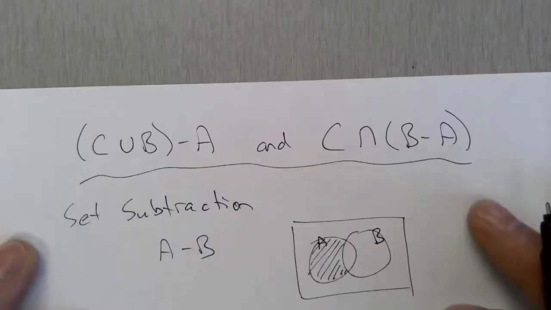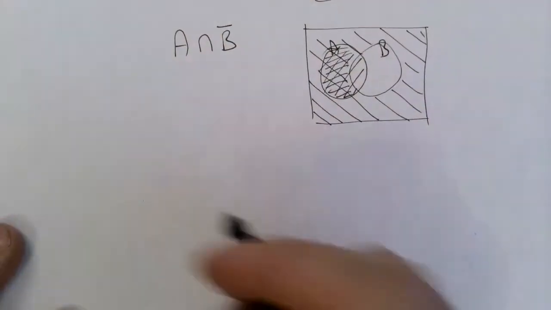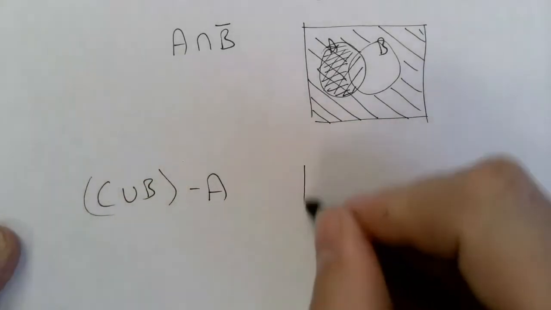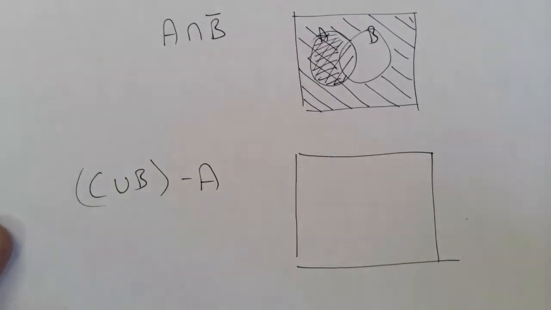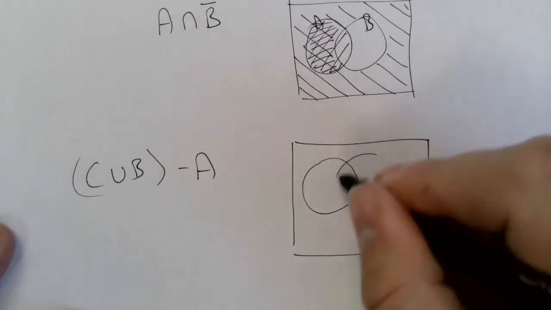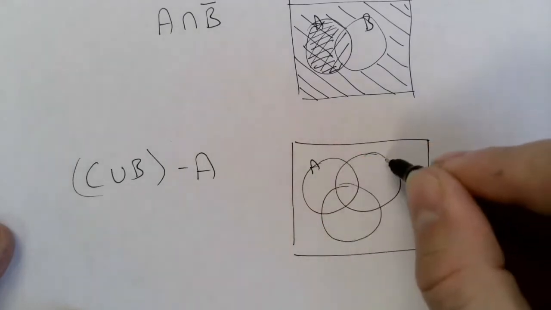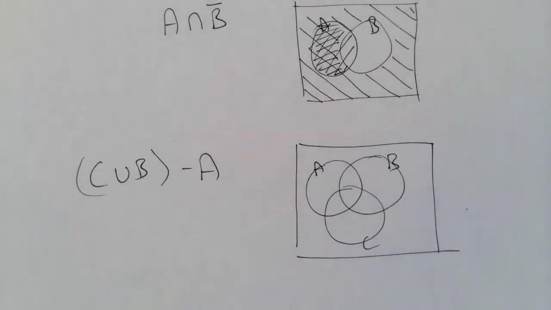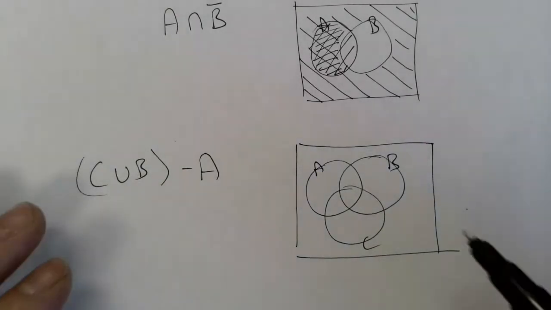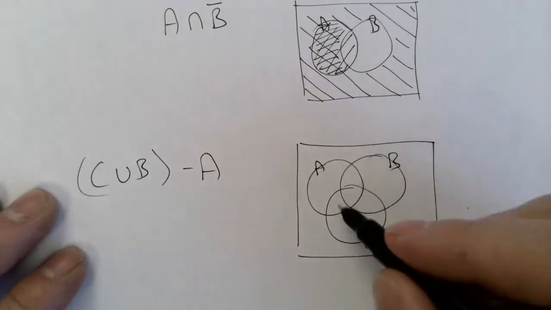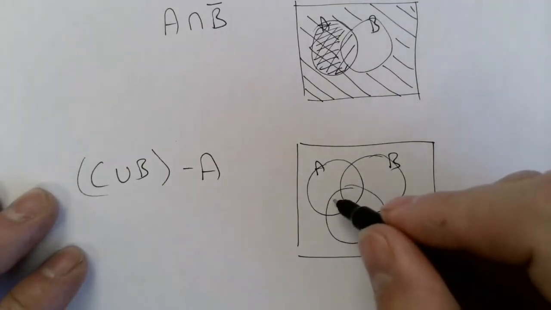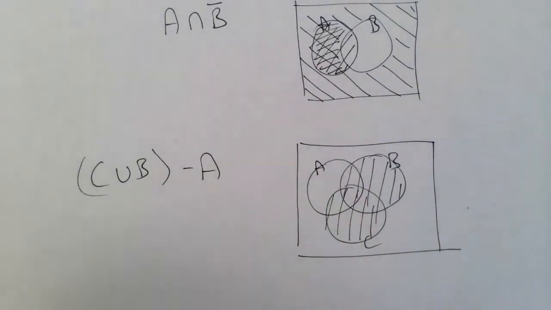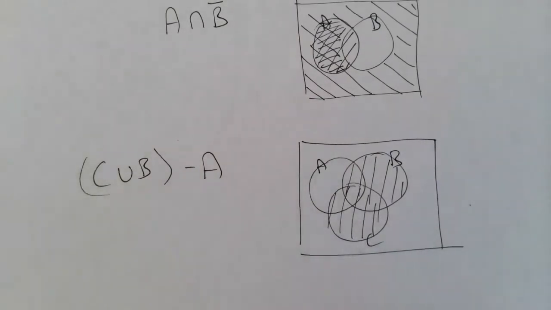So now we should be able to go back up to these expressions and make a little bit more sense of them. So let's take a look at C union (B minus A). And again, we'll use a Venn diagram to help us illustrate this. So here's A, here's B, here's C. We'll start with what's in the parentheses first, B union C, which is going to be everything that's C and everything that's B together. So we're going to shade all of that. Now what we want to do is subtract A from that.